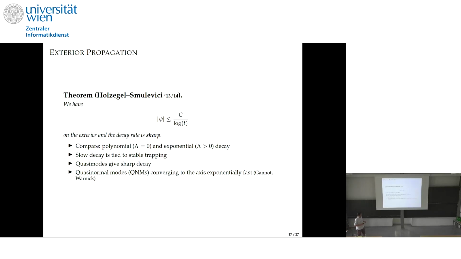In fact, the slow decay is tied to a stable trapping phenomenon, which we also heard yesterday, of null geodesics hugging around the AdS boundary. Because of that stable trapping phenomenon, one can construct quasi-modes, solutions to the wave equation up to exponentially small error terms, and those give sharp decay. And having those quasi-modes, there's a result by Gannot, which used the existence of those quasi-modes constructed by Holzegel-Smulevici, from which you can then infer that in an exponentially close neighborhood, in the large parameter, you have a quasi-normal mode. There was also an alternative classification of quasi-normal modes in the AdS setting by Warnick.